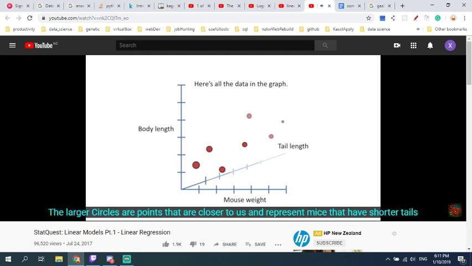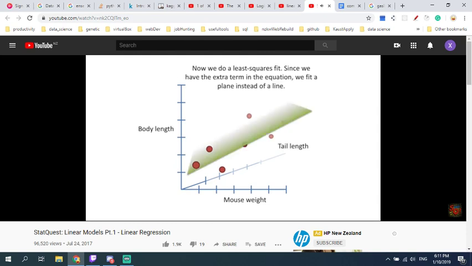The larger circles are points that are closer to us and represent mice that have shorter tails. The smaller circles are points that are further from us and represent mice with longer tails.